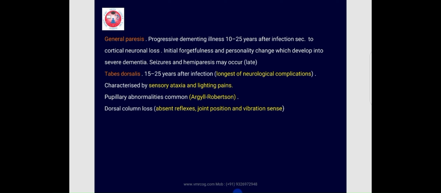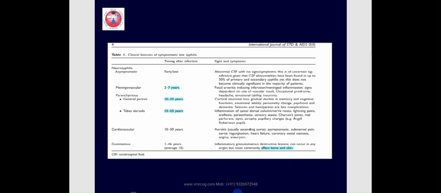Okay, so that is the longest of the complications in neurosyphilis, around 15 to 25 years after the infection. That is Tabes dorsalis, affection of the dorsal column or the posterior column, leading to the loss of reflexes, and joint position and vibration sense get affected. You have a typical Argyll-Robertson pupil, and there is a sensory ataxia, etc. Okay, the same thing that we have seen is the late disease.